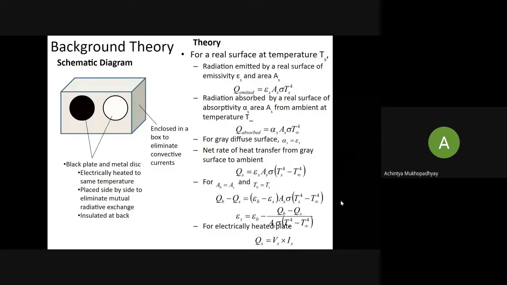Okay. So if you go to the radiation that is absorbed by the real surface, a real surface is also not a perfect absorber. It absorbs only a fraction of the radiation that is incident on it, unlike a black surface, and the fraction which is absorbed is known as the absorptivity and denoted by alpha. So energy absorbed by the surface is alpha s as sigma T infinity to the power 4.